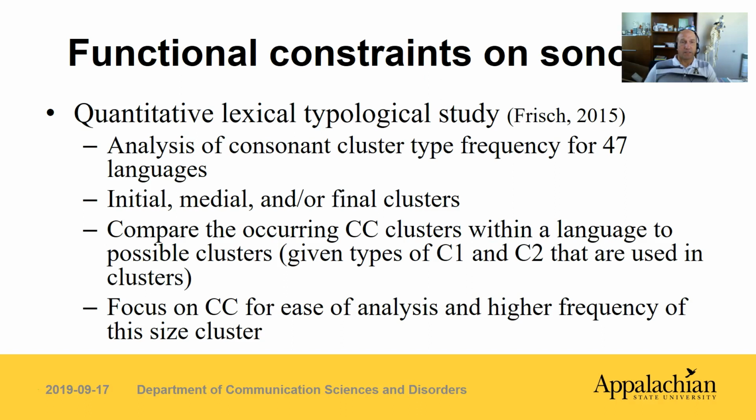So I have studied this quantitatively across basically tables of consonant cluster existence for 47 different languages. To get more data, I have considered initial, medial, and final clusters where data was available. And the basic idea here is similar to the previous analyses looking at observed occurrences versus expected. How many two consonant clusters do we get within a language versus how many we would expect given the types of initial and second consonants that get used in clusters in the language. Focusing on just two consonant clusters makes for an easier mathematical analysis, and also shorter clusters are more common than longer clusters, so it also gives us more data to work with.